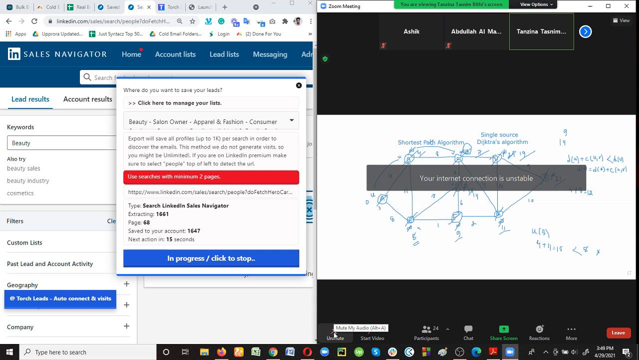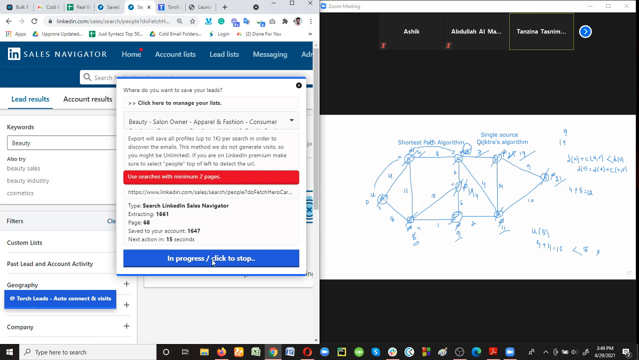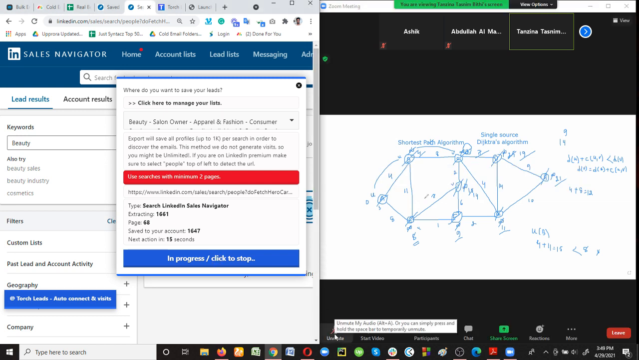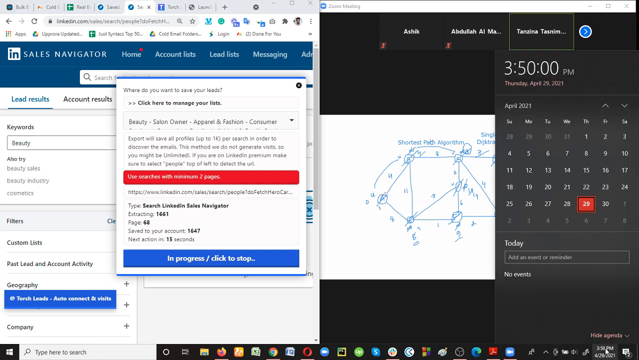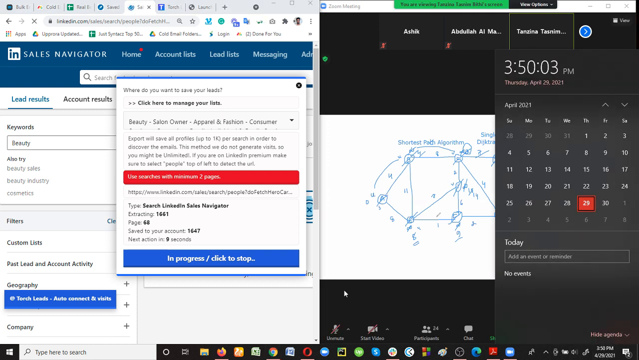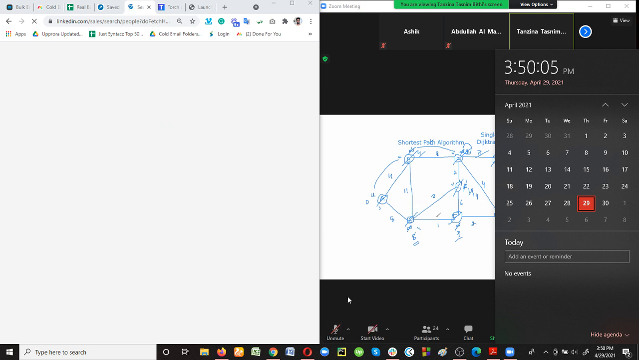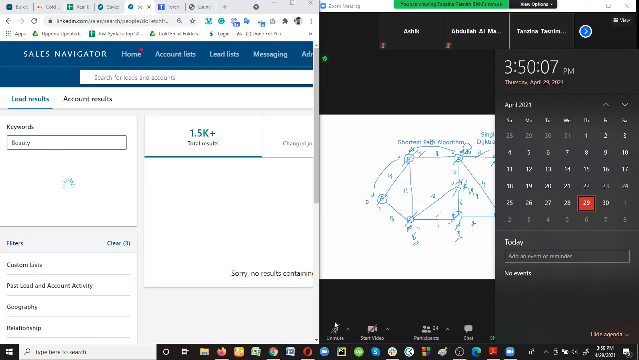So in the next class, we'll apply the same algorithm, Dijkstra's algorithm, but on a directed graph. This graph is undirected, so we can take any edge in any direction, that is from A to B or B to A. But in the next class, we'll take a directed graph and then we will apply Dijkstra's algorithm.